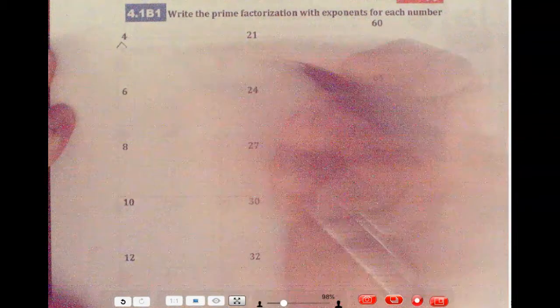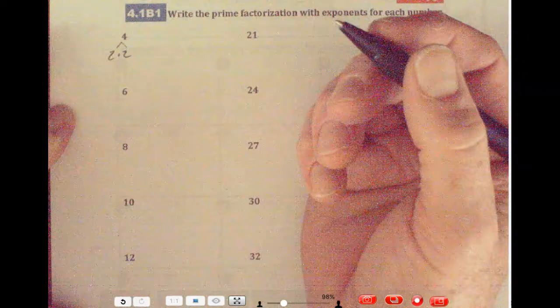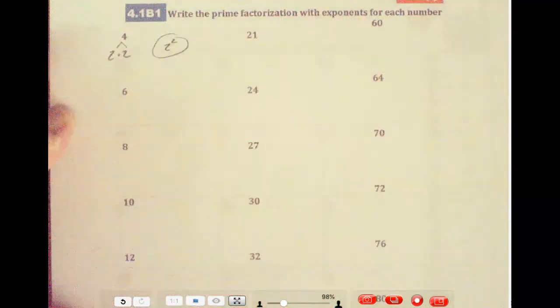So 4, I can break that down into 2 times 2. I look at that. Are all of those numbers prime? Yes, both 2 and 2, it's the same number, it's prime. So then I can combine it and put it in exponential form, which is 2 squared. So that's the answer.